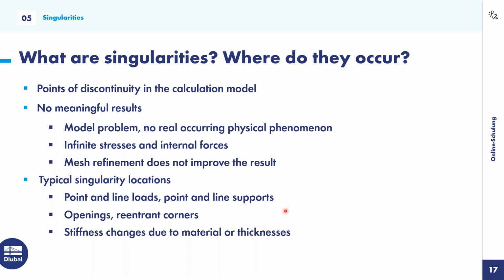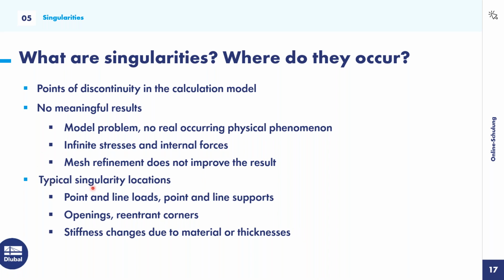So how can I avoid them? These two things I can avoid by our next example. Openings or reentrant corners I can avoid by giving them a kind of round corner, and stiffness changes I can avoid by giving them over several steps, with no high jumps regarding the material or thicknesses.